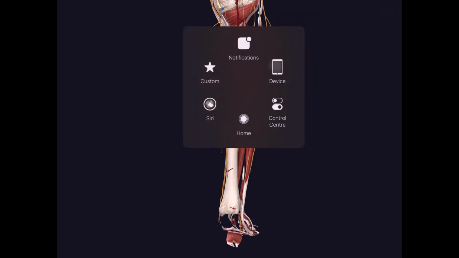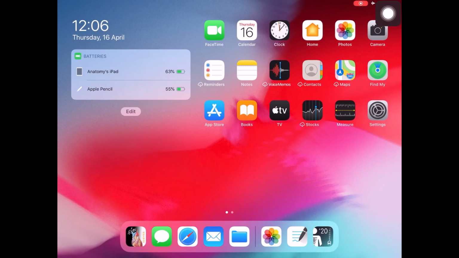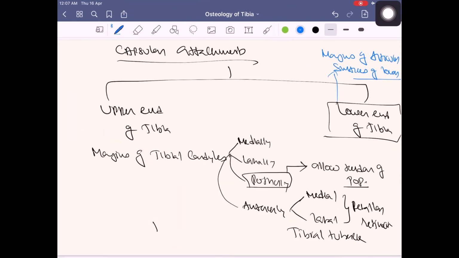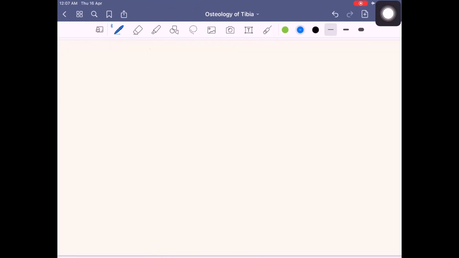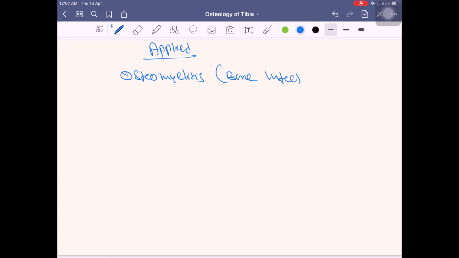Now we'll look at the applied part of it. Applied anatomy. Mainly infection here. The infection is osteomyelitis, which is a bone infection. Later in the second year you will learn in detail what type of infection and what the features are, but right now in the first year you can remember this as a bone infection called osteomyelitis. Osteomyelitis of the upper end of the tibia is more common.